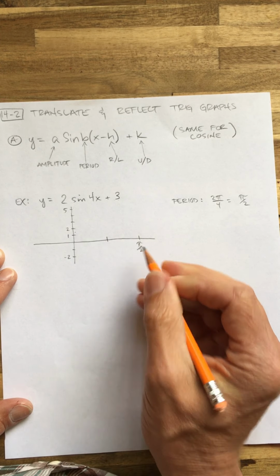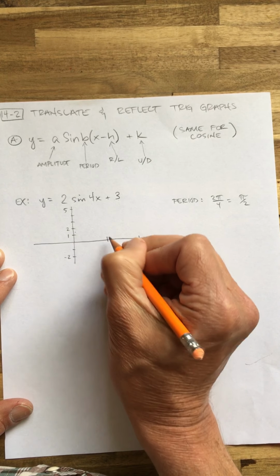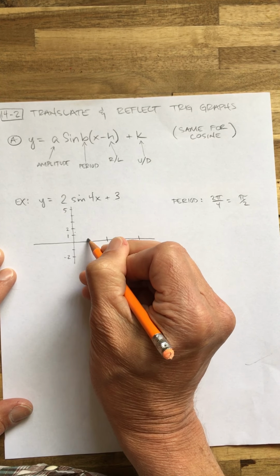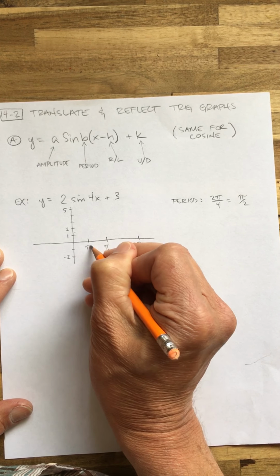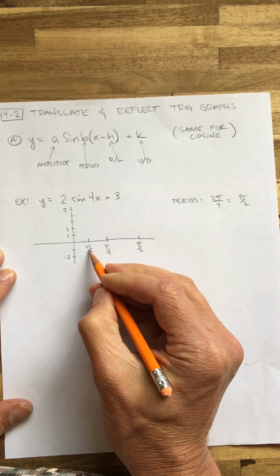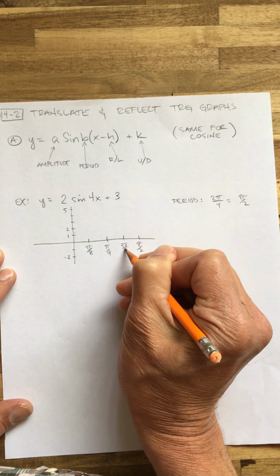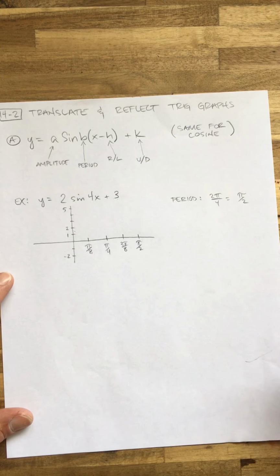So cut it in half. So here's pi over 2. What's this going to be? That's right, pi over 4. Okay, cut that in half. What's that? Okay, pi over 8. There's 1 pi over 8, 2 pi over 8, 3 pi over 8. Okay, 3 pi over 8. So I'm ready to go.